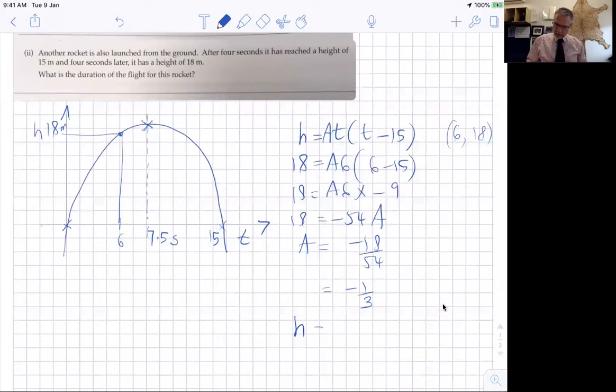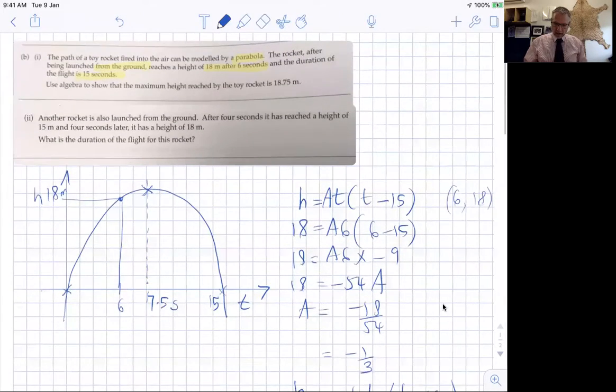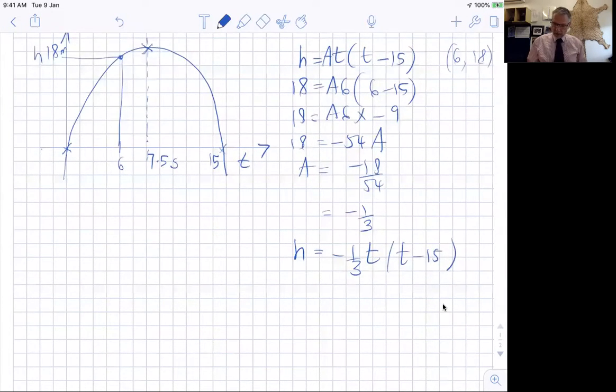So the equation for the parabola we now have is h equals negative 1/3 t (t minus 15). See the negative there, which indicates an upside down parabola. So we've got the model, and now we use algebra to show that the maximum height reached by the rocket is 18.75. The maximum height, as we've already indicated, occurs at 7.5 seconds because it lines up there.